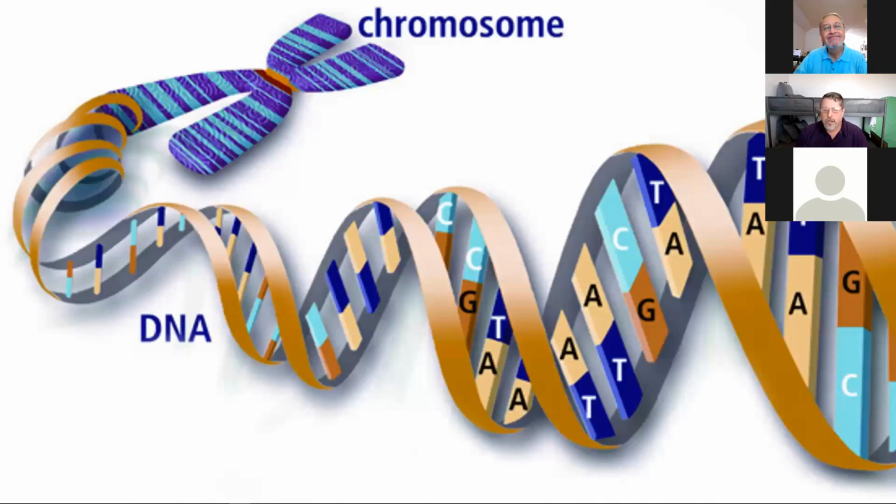The 23rd chromosome is the sex chromosomes, right? So women have 2 X chromosomes, men have 1 X, 1 Y. So it's the dad that determines the sex of the child, right? You're going to get an X from mom because that's all she has to give you. And you could get an X from dad, in which case you'll be a girl, or you could get a Y from dad, in which case you'd be a boy.